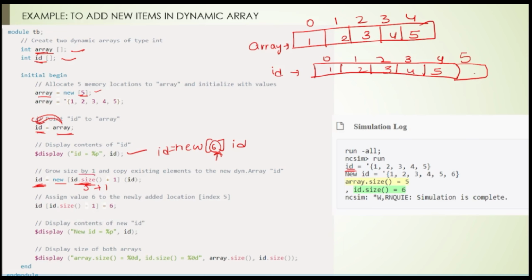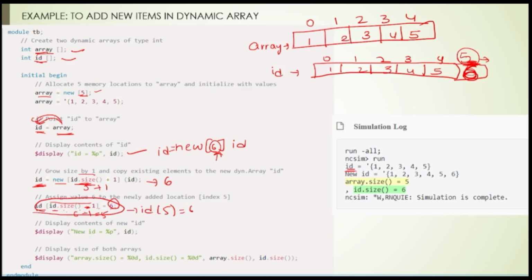Okay, and now I want to assign a value in it. So what is the value I am assigning? In order to assign the value, id of id dot size minus 1. Why? Because if you see the size of the id now, it is 6. But I want to store at the memory assign index, which is 5. So that is why id dot size minus 1, that means 6 minus 1. That is the fifth memory location. In the fifth memory location, I want to assign the value 6. Instead of doing this entire thing, you can just write id of 5 equal to 6.